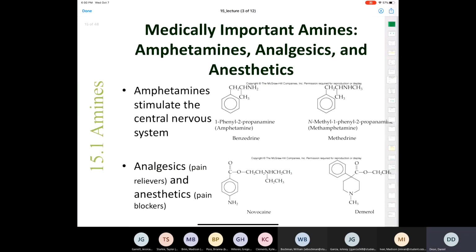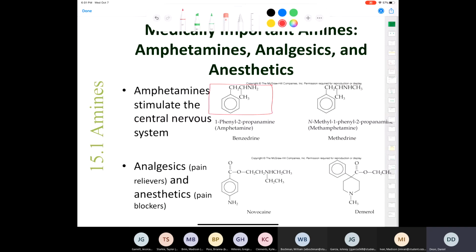These are some medically important amines. We'll take a quick look at these. You've probably all heard of crystal meth before, which is methamphetamine, which is shown here. It says here that amphetamines can stimulate the central nervous system. Whenever a seasoned chemist sees this molecule right here, right away they recognize this as amphetamine. And if we add a methyl group onto the nitrogen, right here, that is methamphetamine. You've probably all heard about crystal meth and things like that.